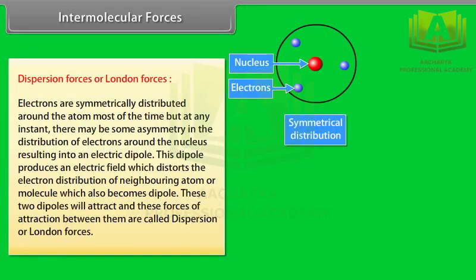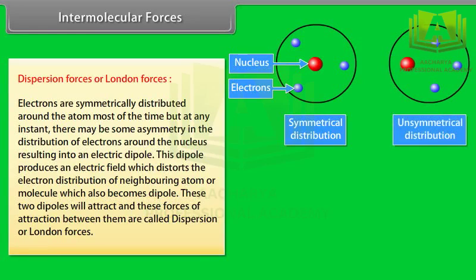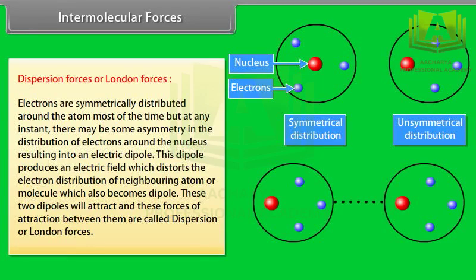Electrons are symmetrically distributed around the atom most of the time, but at any instant there may be some asymmetry in the distribution of electrons around the nucleus, resulting into an electric dipole. This dipole produces an electric field which distorts the electron distribution of neighboring atom or molecule, which also becomes a dipole. These two dipoles will attract, and these forces of attraction between them are called dispersion or London forces. It occurs in non-polar molecules and even noble gases.